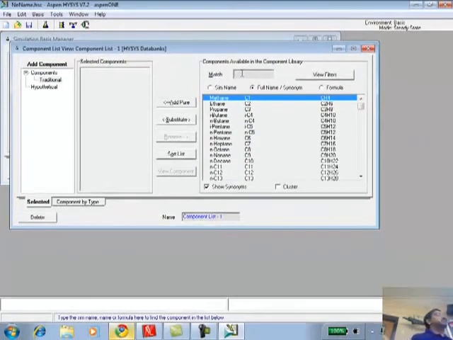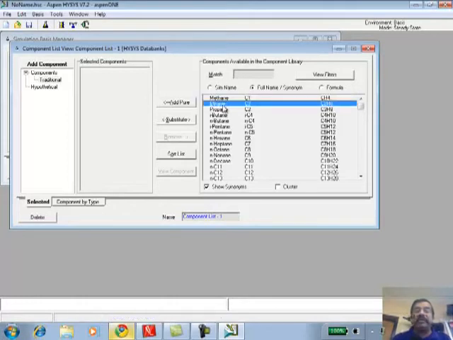There are probably about 2,000, 3,000 chemical components in there. So you don't have to worry about looking at their properties. Everything is put in the database: their boiling point, their critical temperature, critical pressure, and things like that. So I'm going to add these following components: ethane, propane.